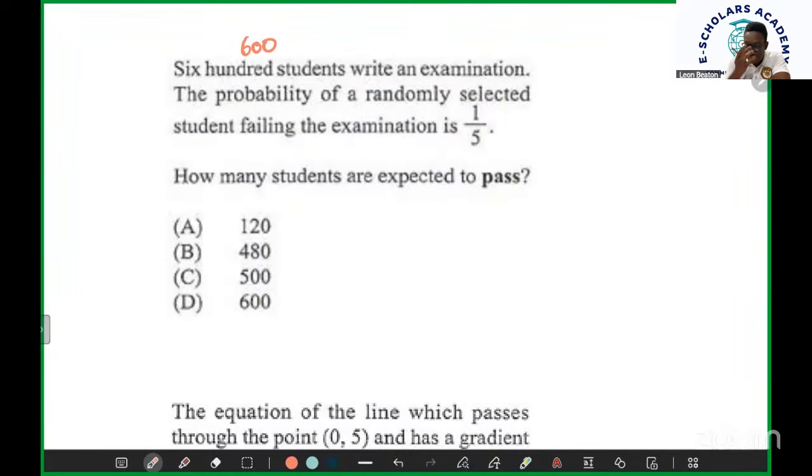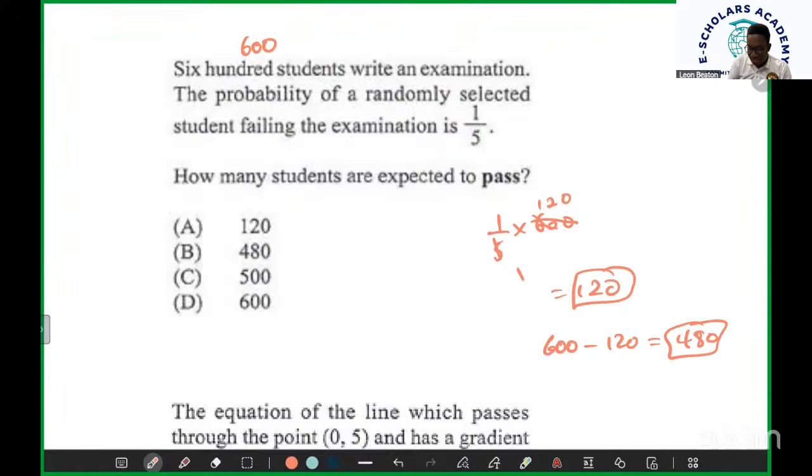You can find this answer many ways. You can find 1/5 of 600 and then subtract that from 600, and that will give you the number of people that pass. Let's do that. 5 into 60: 5 goes into 30 six times, so that gives 120. So 120 students are expected to fail. 600 minus 120 is 480, so 480 students are expected to pass.